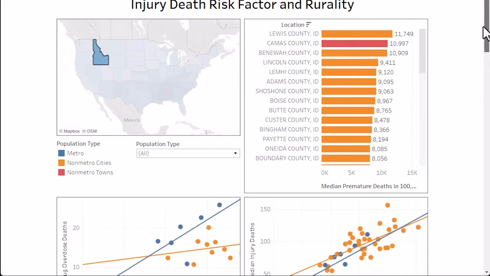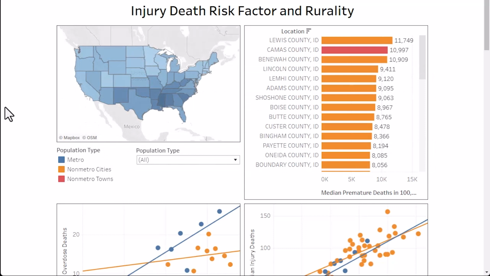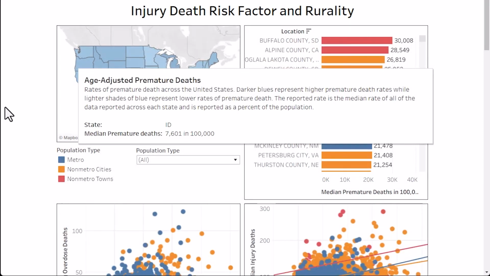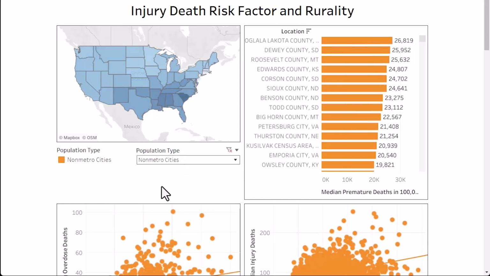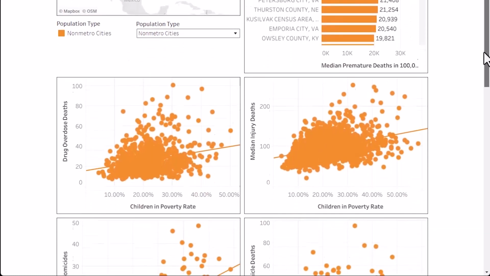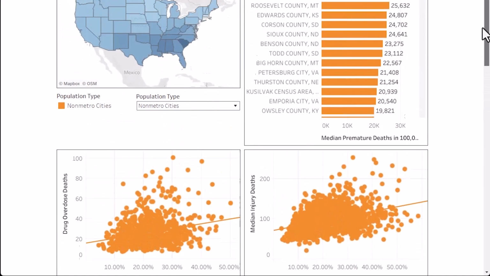Now if we want to go back and look at all data, we can click on Idaho again, and that's going to refresh the dashboard to include all data. Now say we want to look at only non-metro cities. We can deselect the other values, and the dashboard is going to refresh and show us only data from non-metro cities. And you can see down here, it's only the orange values, non-metro cities, that are included in our plots.